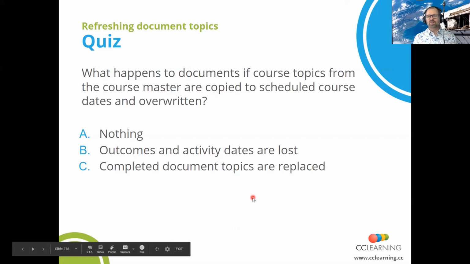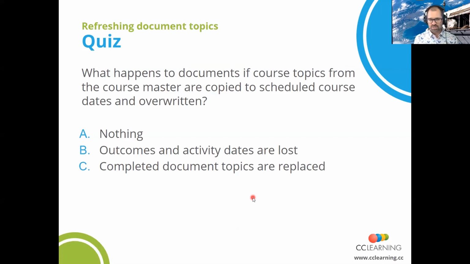So what happens to documents if course topics from the course master are copied to schedule course dates and overwritten? Now have a good think about this. Keep that diagram in your mind, that diagram of the units in the course modules, in the course documents, in the course dates, all the way up to the format in the course master. So what happens to documents if course topics from the course master are copied to scheduled course dates and overwritten?